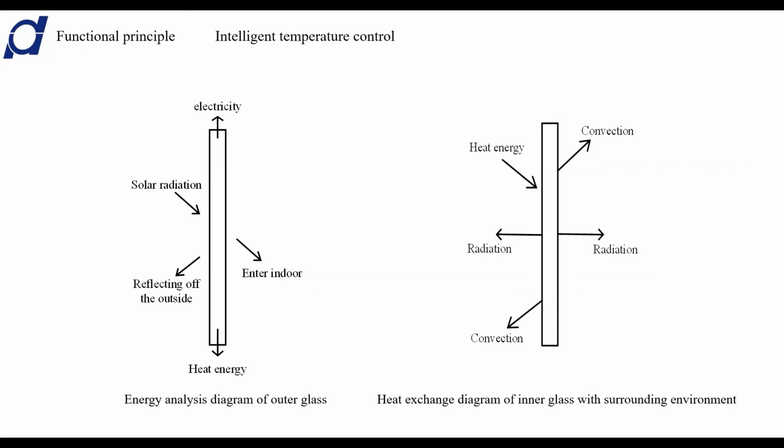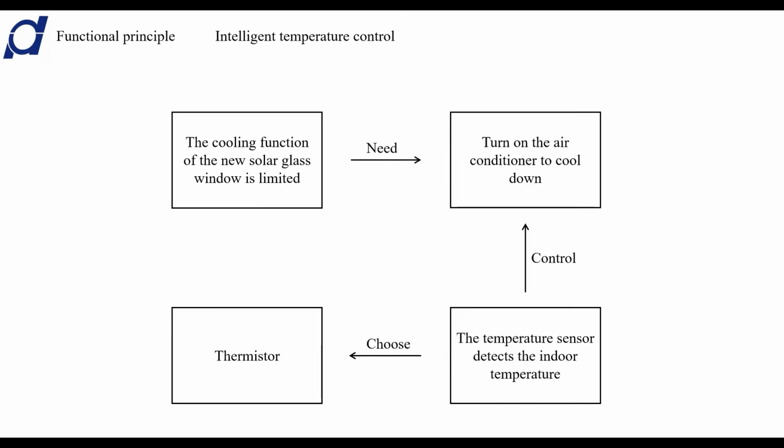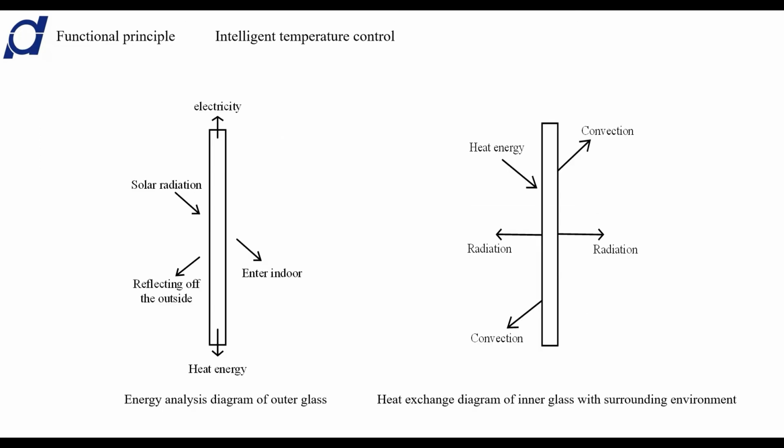The picture on the left is the analyzed diagram of the energy of the outer glass. When the sunlight hits the outer glass attached to the flexible thin film solar cell, the energy is divided into 4 parts. The picture on the right shows the heat exchange diagram between the inner glass and the surrounding environment.